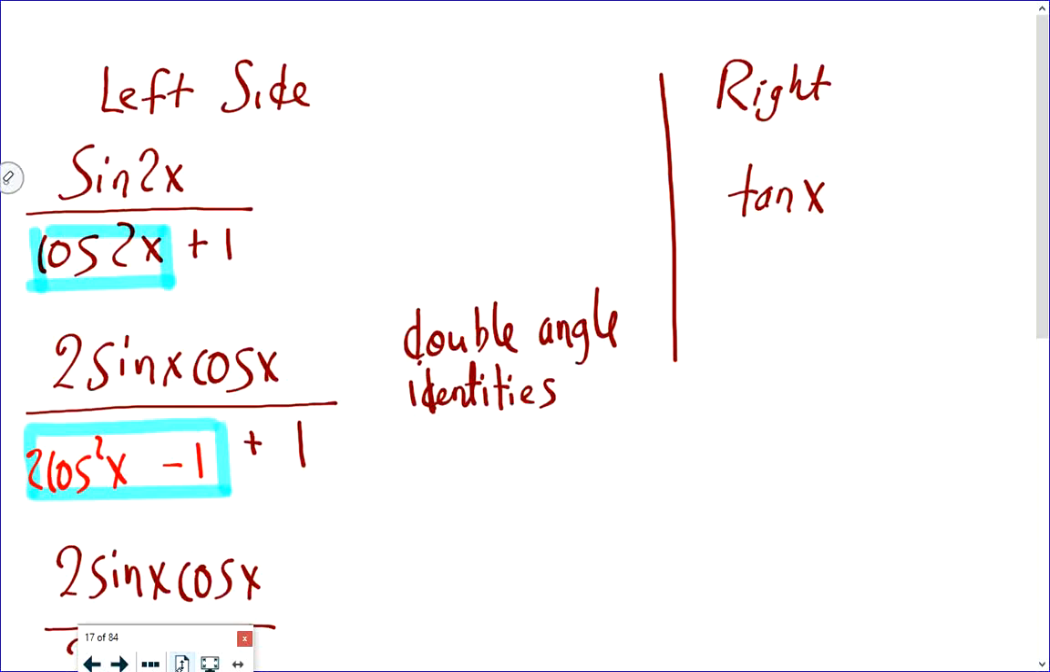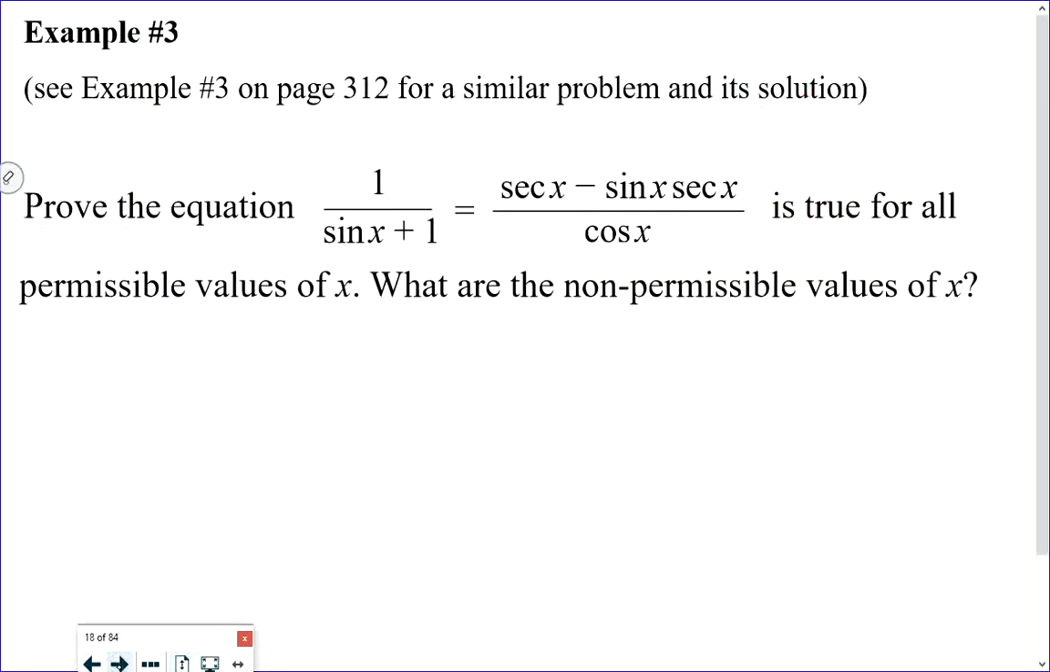Let's take a look at number 3. Again, pointing you to a place in your textbook where there's a similar question. Prove this equation is true. What are the non-permissible values for x? So let's do the non-permissible values for x first. This is not my proof, by the way. I've given you enough room that we can do the non-permissible values and then the proof below it.